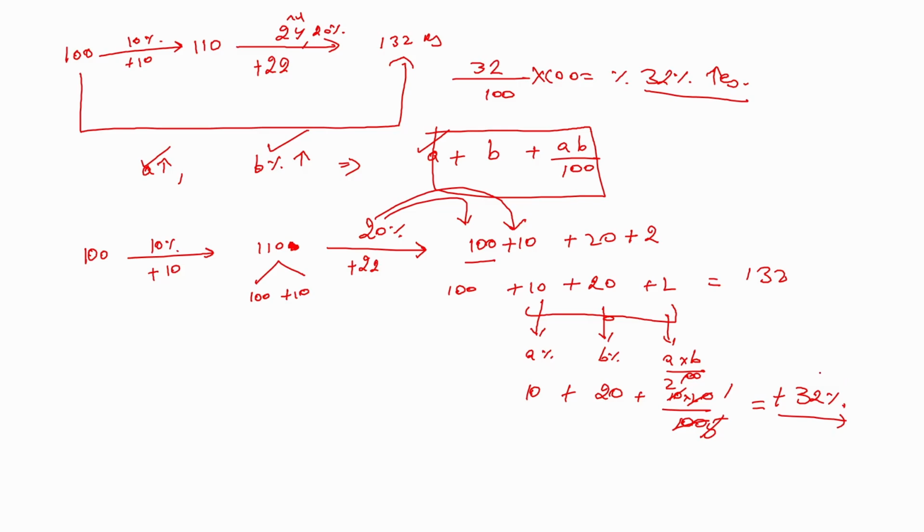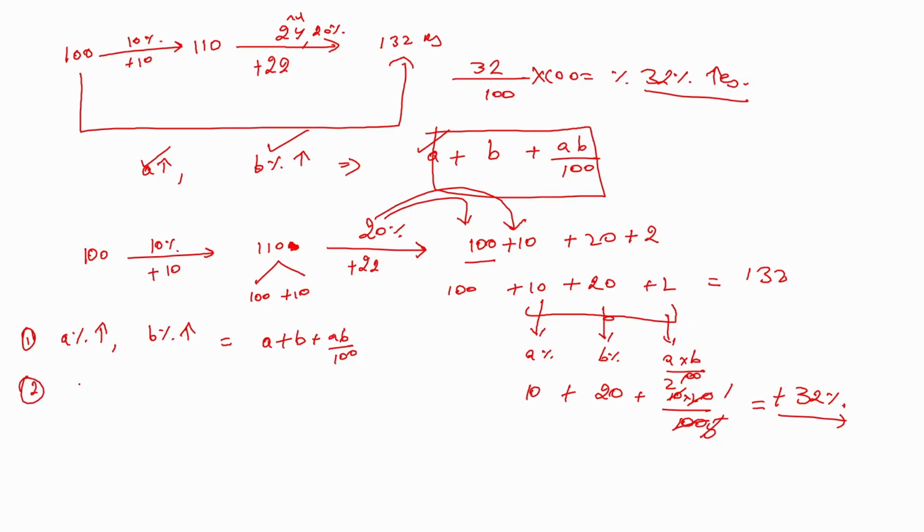I hope everyone is clear with this concept. We have 4 types of formula on this. The first formula is: if a quantity is increased by A% and again it is increased by B%, the formula is A plus B plus AB upon 100.